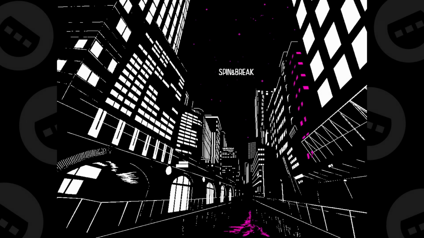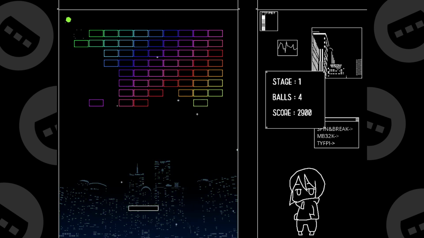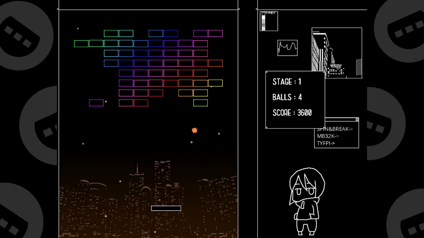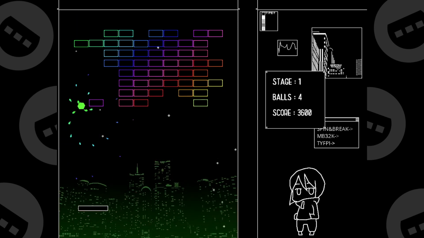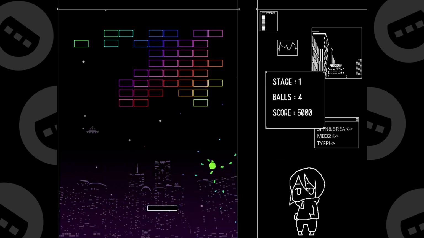Spin and Break. This is a cute little breakout clone from Tokyo University of Technology's Creative Staff Club. So, you know, like a student group. And this is from their Comiket 97 lineup, which is the version 26 release they had. And it's a pretty simple game, pretty simple arcade game.